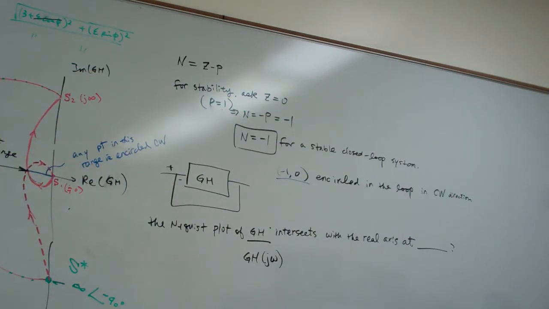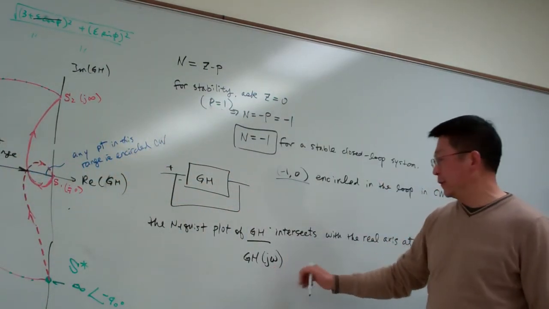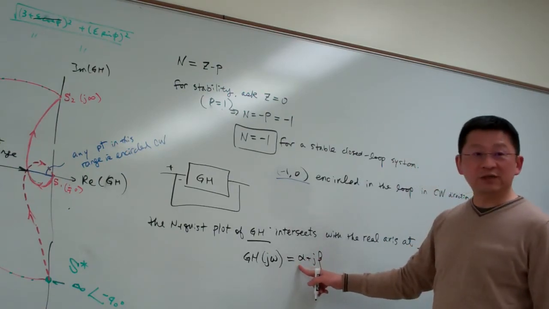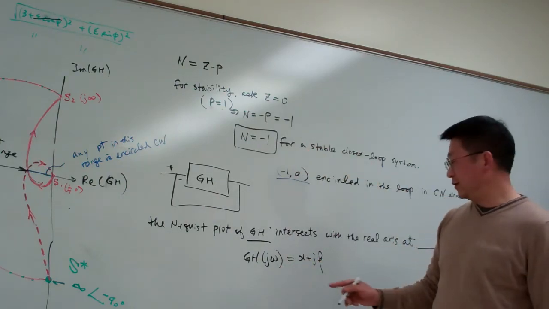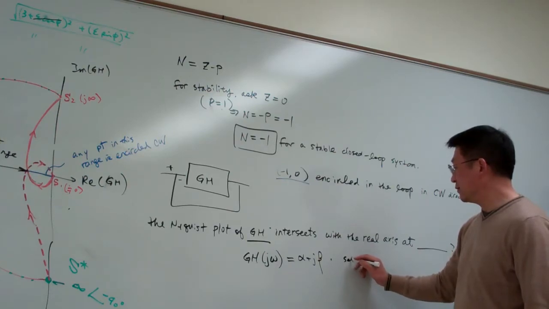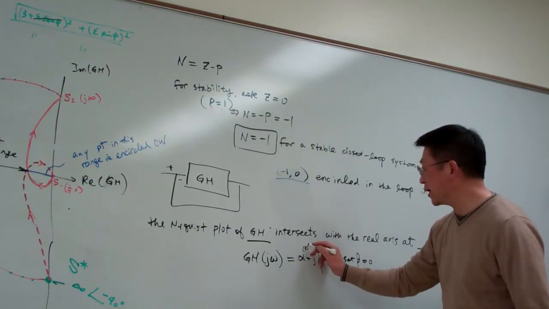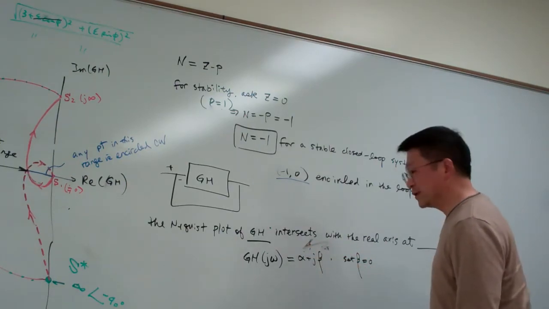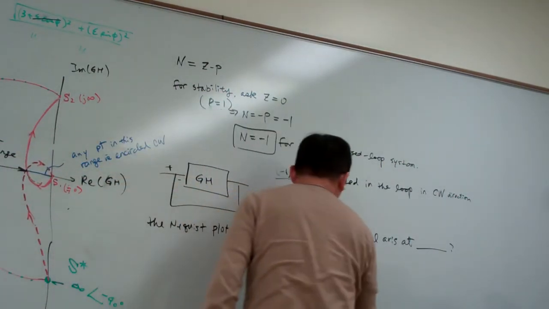So always, if you want to find it, you plug in s equal to j omega. Assuming this is alpha plus j beta, you simplify these things, okay? How to do it, just do it, okay? And then for the intersection, you set beta equal to 0. This alpha is a function of k and omega, beta is a function of k and omega. Okay, so let me do it here quickly.